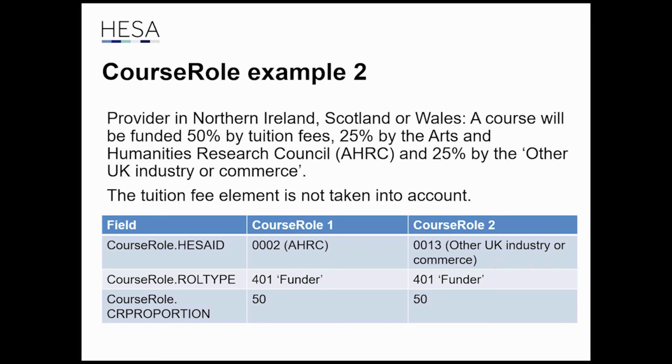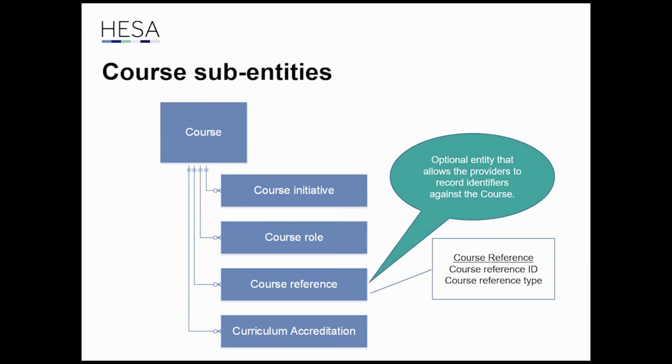So that is CourseRole then. You've got the delivery organisations recorded for England and then funding for Northern Ireland, Scotland and Wales. Last couple of entities then. We have course reference. This is an optional entity. It's purely for providers' own use if they want to associate additional identifiers with a course. They can record their own course IDs. They could record UCAS course IDs. This one is, as I said, optional and for providers' own use to record that if it's useful to do so.